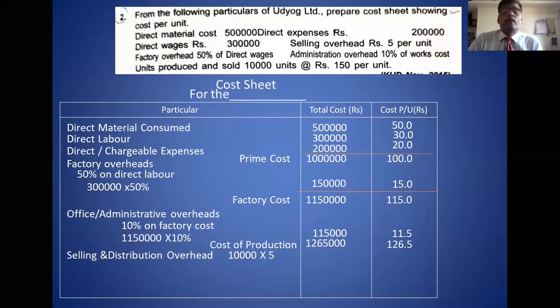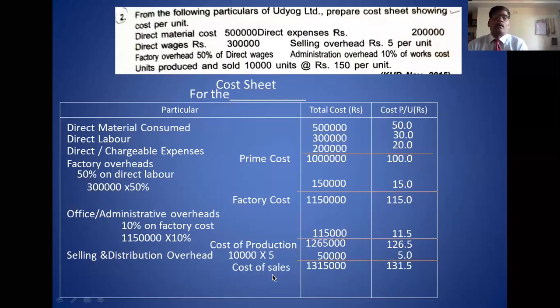To that cost of production you add selling and distribution overhead. Selling and distribution overhead is rupees 5 per unit. So for 1 unit, 5 rupees is the cost of selling the product. Then you sold 10,000 units. To sell 10,000 units, what is the cost? You ascertain by multiplication. So 50,000 is the cost. Then per unit is 5 rupee. You take the total. This amount is called as cost of sale.